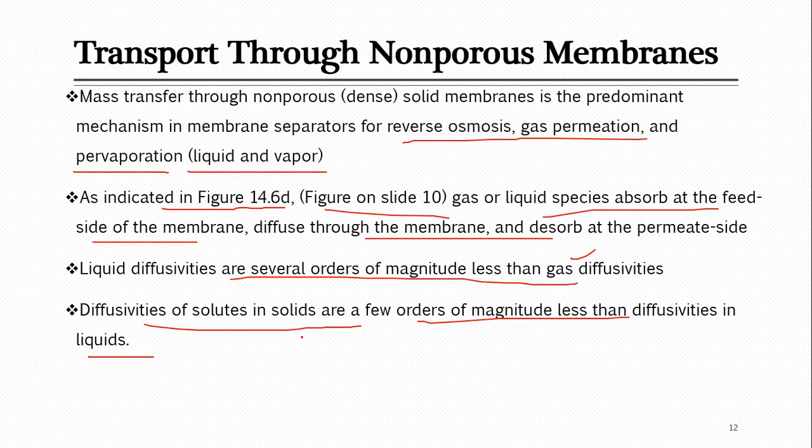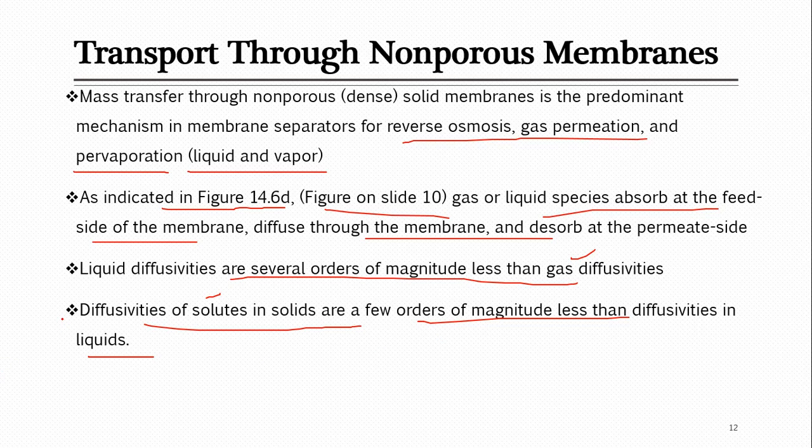For example, we are considering any solute. Let's consider that you have sugar. So a sugar crystal you dissolve somewhere. So solutes in the solids. For example, you want to separate those through the solids. You pass them through this solid membrane, so their diffusivities are less as compared to diffusivities in the liquid.